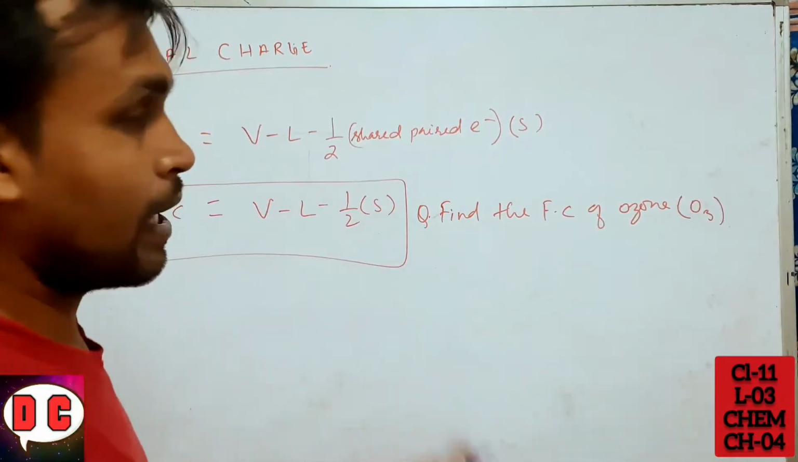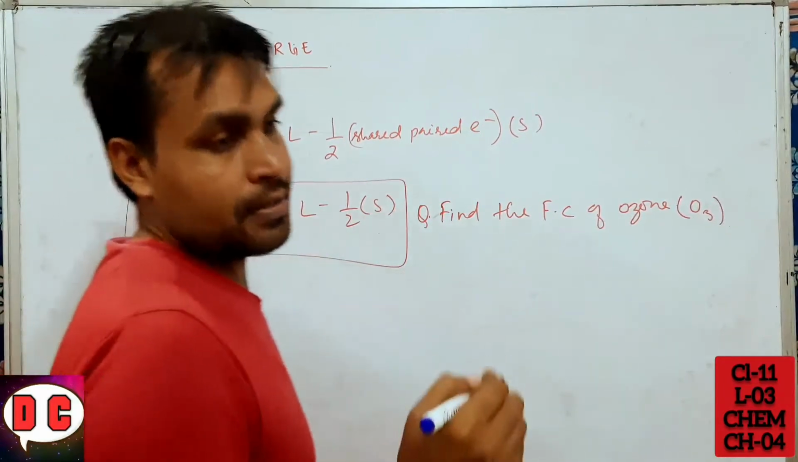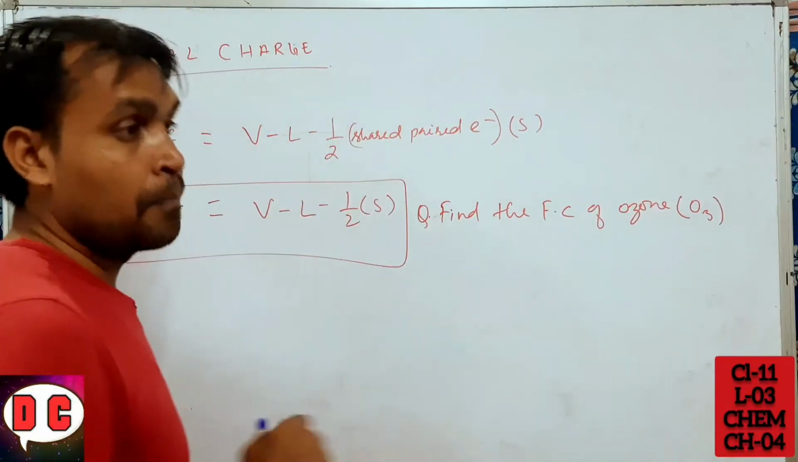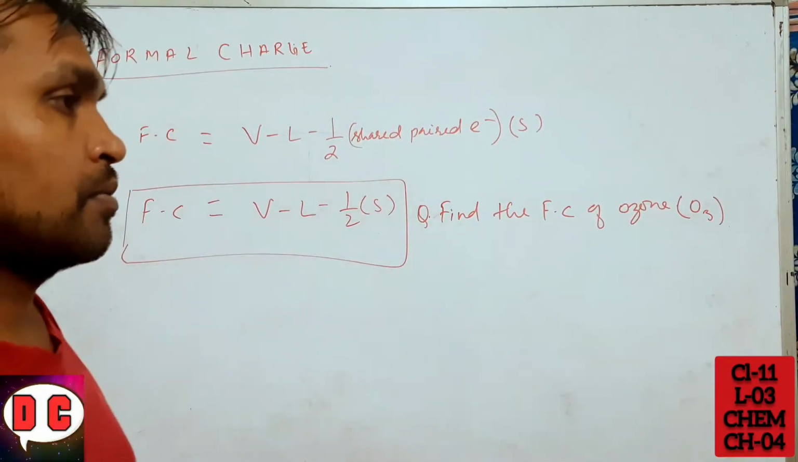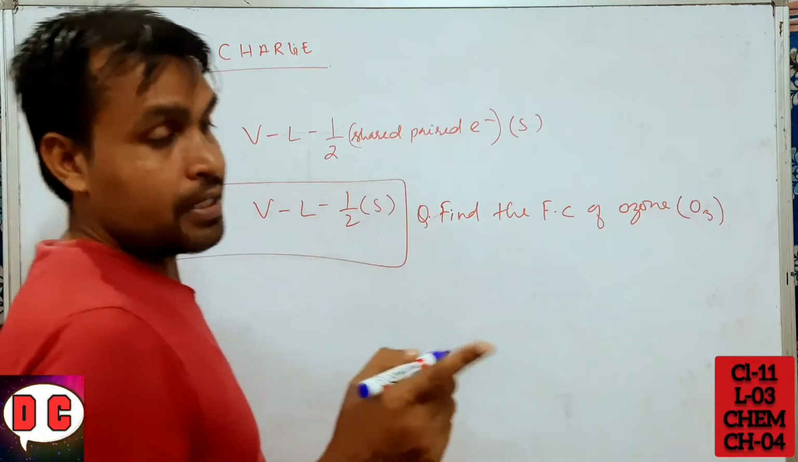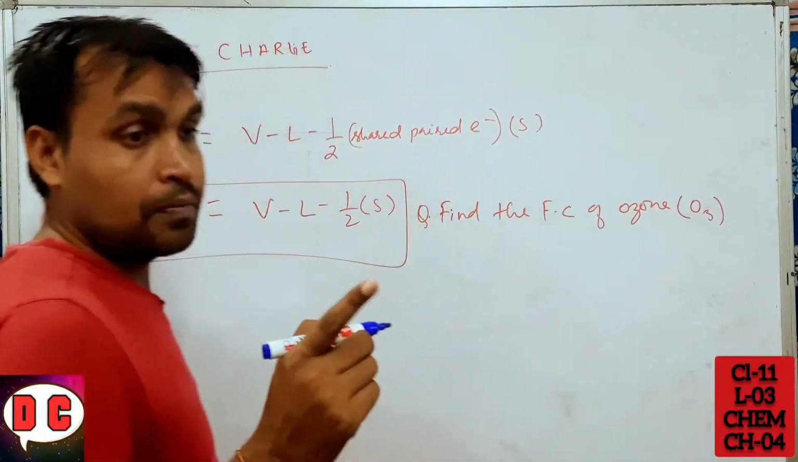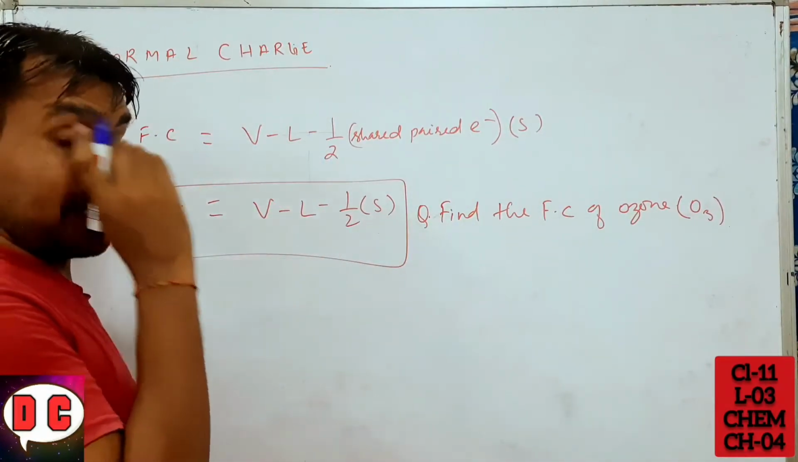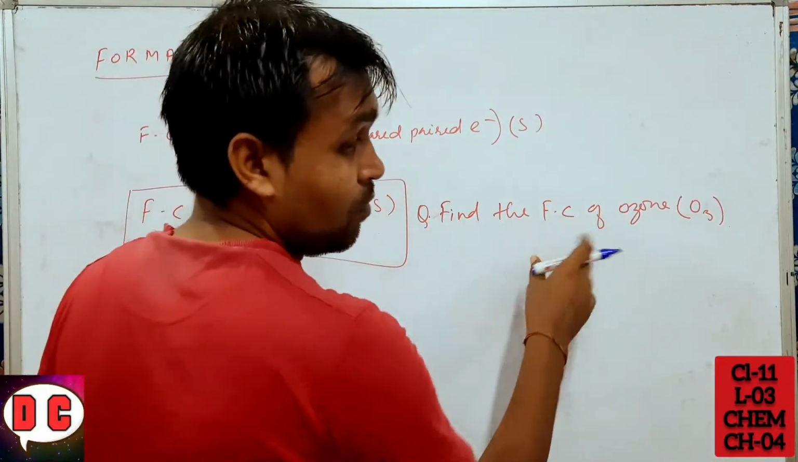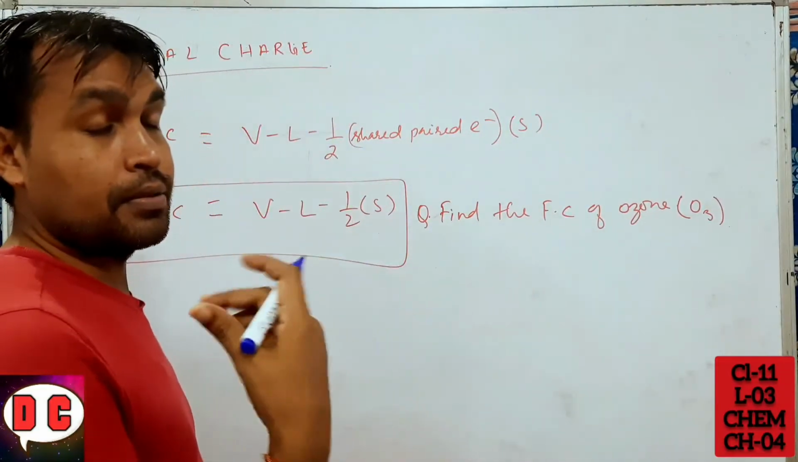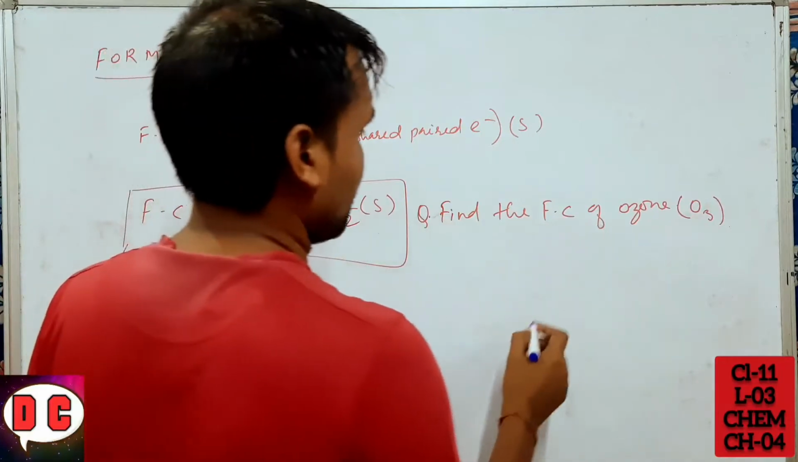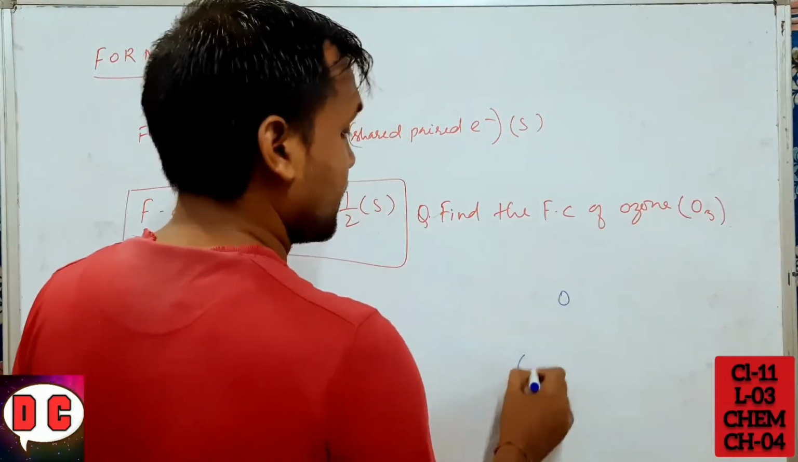First of all, I have already taught you the Lewis dot structure in the last videos. If you have not watched, please go to my channel Density Classes and watch lecture number 2, part 2 of chapter 4, class 11. There I have discussed the trick for drawing the Lewis dot structure. So if you want to draw the Lewis dot structure, we will draw it like this.